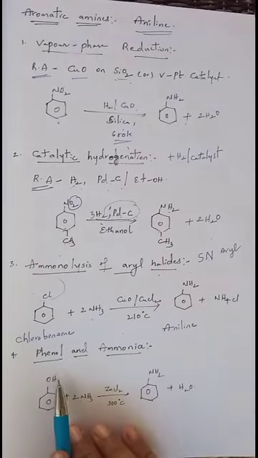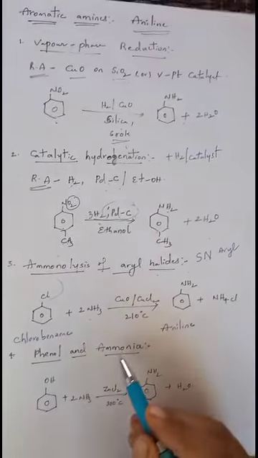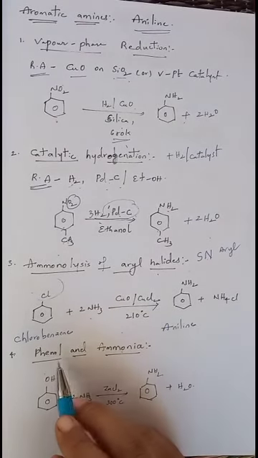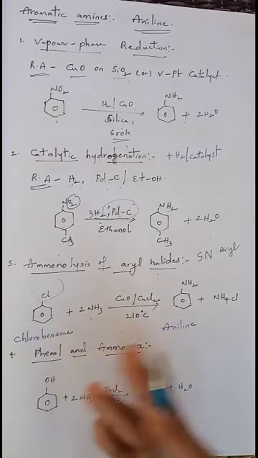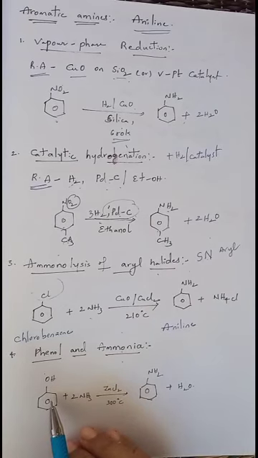And the next one is by phenol and ammonia. When ammonolysis takes place with phenol, we can also call this the ammonolysis of phenol. When ammonolysis takes place with the phenol, again it can be converted into aniline. Okay, so here we have taken phenol.